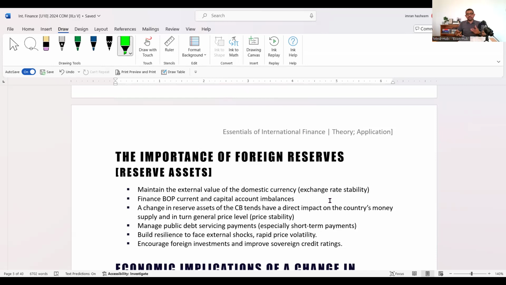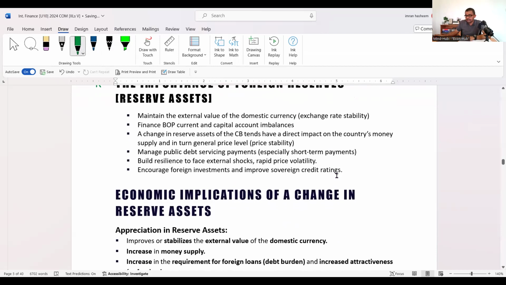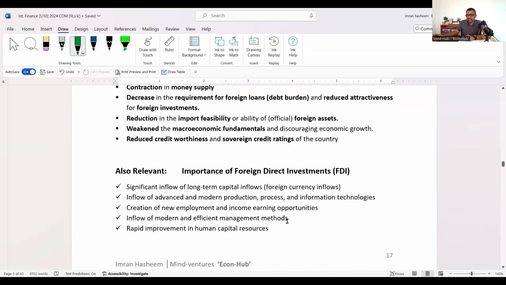Then the importance of foreign reserves, or reserve assets. Why do we need? Why should a country maintain foreign reserves? There are many very critical reasons, and this can be a very possible question in the exam. Then you need to know when reserve assets increase, decrease, what are the economic impact, what are the consequences, implications. Right? General importance is given. Then for an increase and a decrease also I have given. Right? This is an additional area.